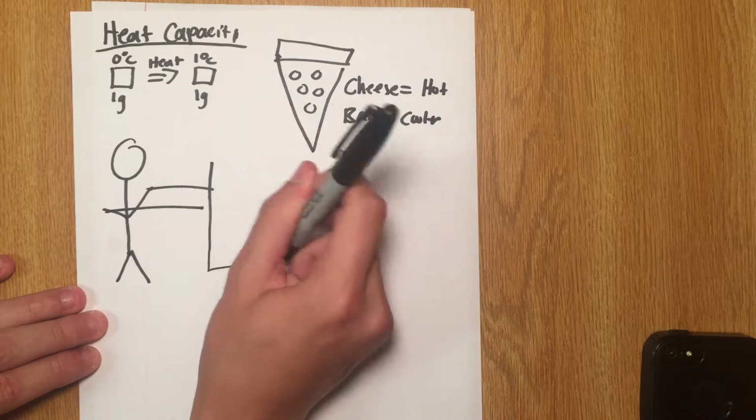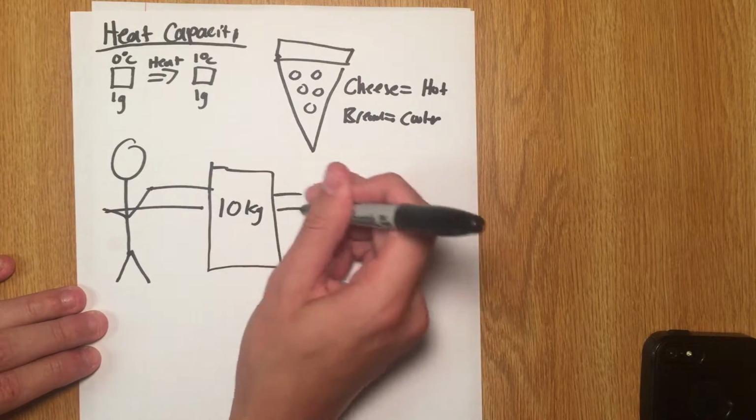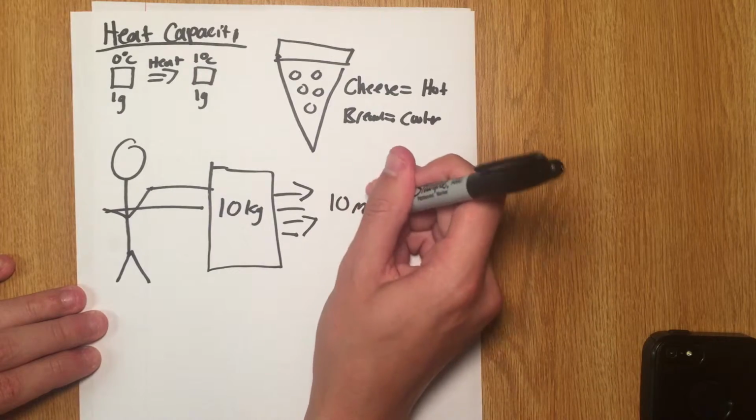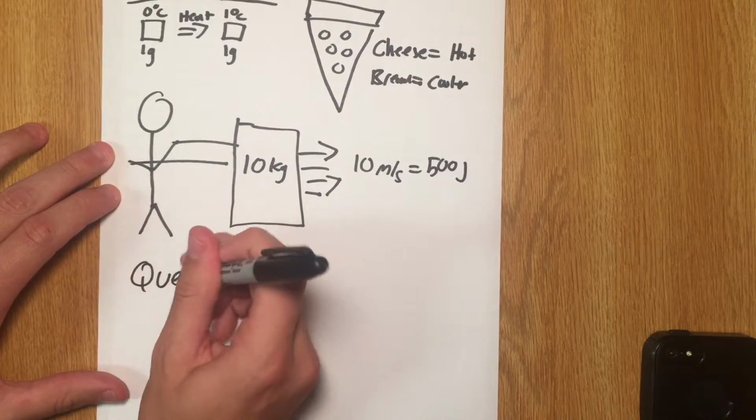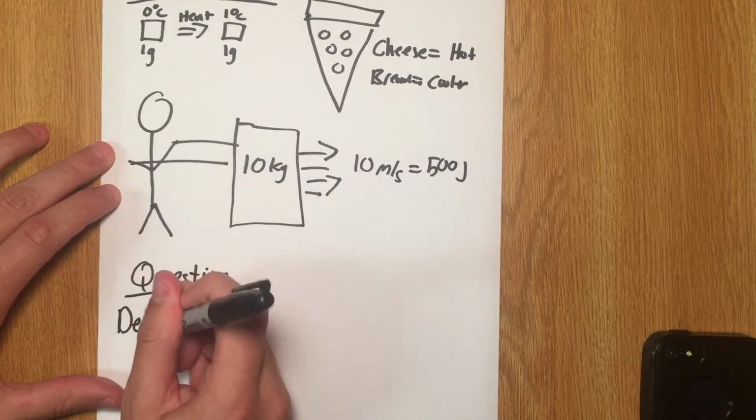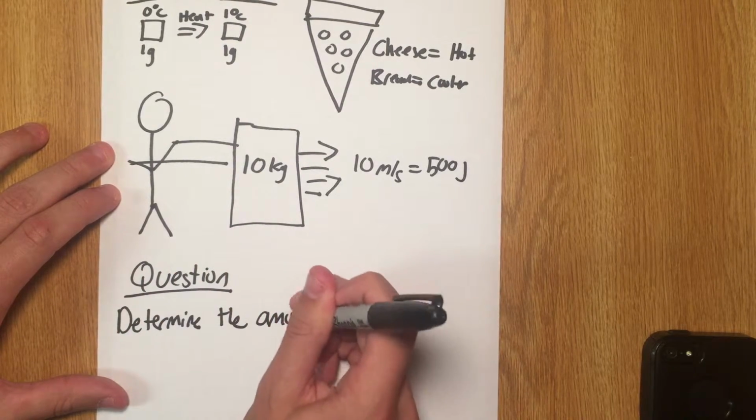The energy used in heat capacity is just like energy used to move objects. For example, if a person pushes a 10 kilogram box at 10 meters per second, then the energy to do that is 500 joules. Heat energy is also measured in joules.